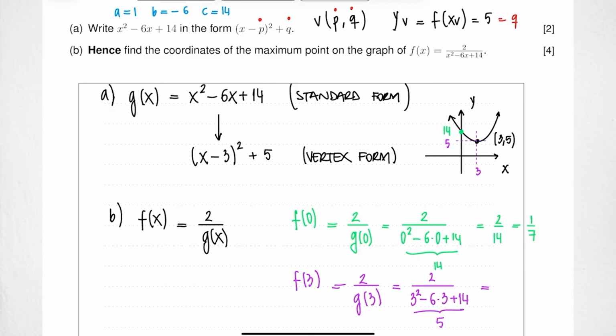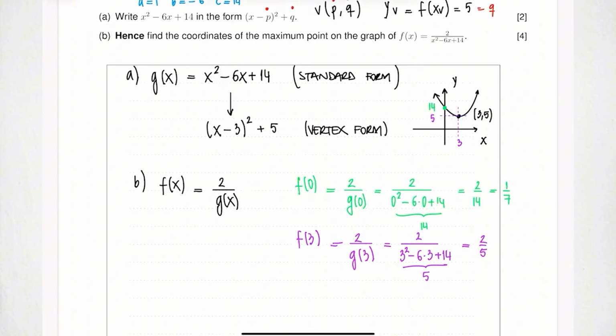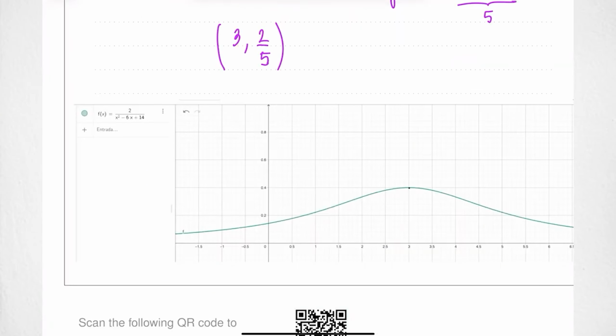So this is equal to 2 over 5. Therefore, the coordinates of the maximum point on the graph of f of x is (3, 2/5). If you actually plot this graph, you see that f of x does not produce any larger result than 2 over 5, aka 0.4. And there you go. This is exercise number 2.